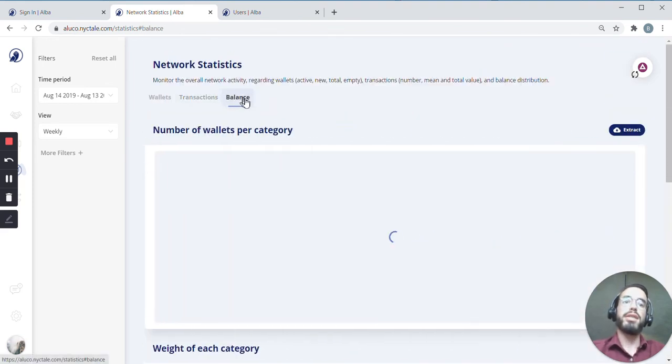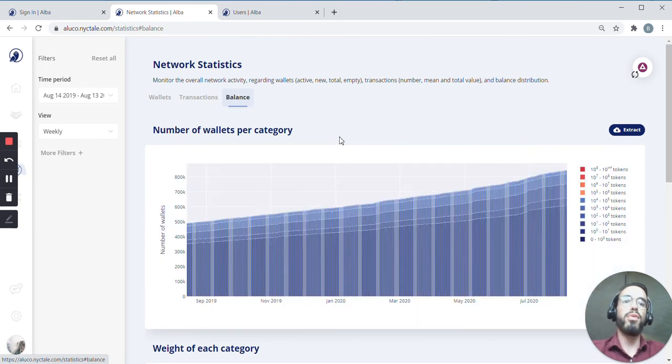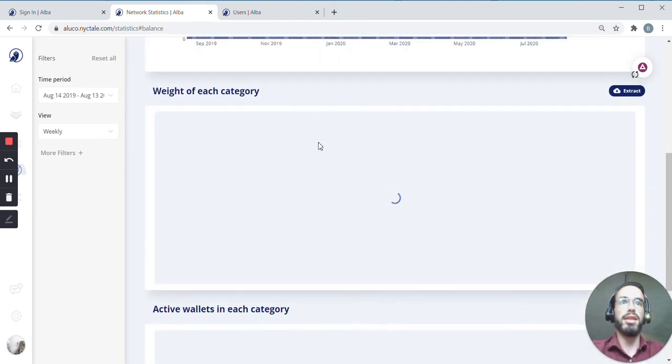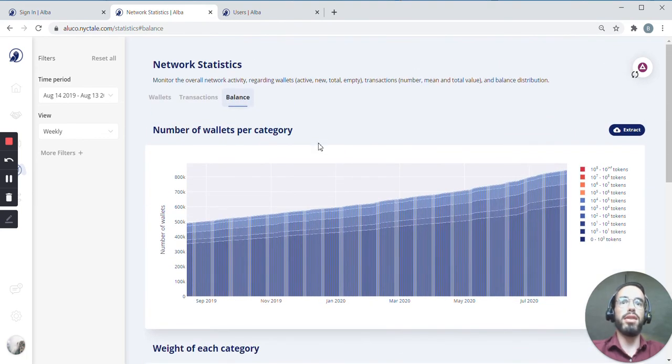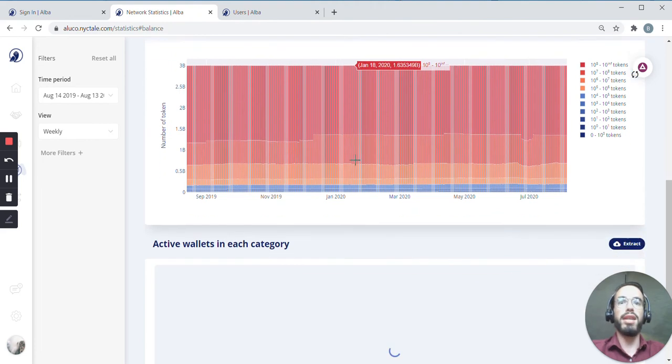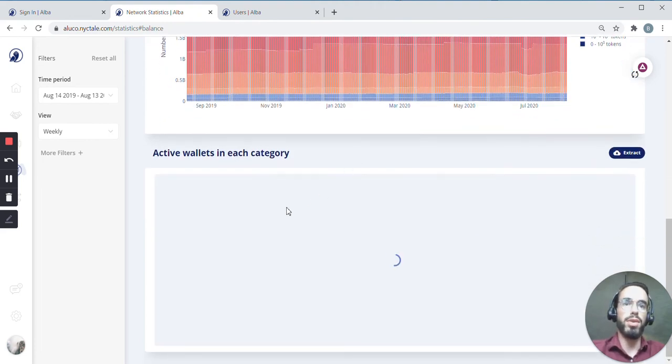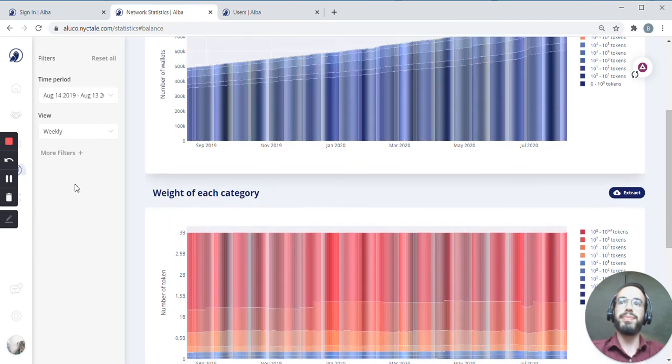The balance page gives us more information on the wealth concentration, with a distribution of wallet balances classified in increasing logarithmic categories. So you have access to the count of wallets in each category, their respective weight, and which ones are active regarding these specific categories.